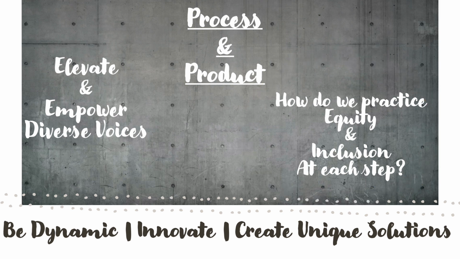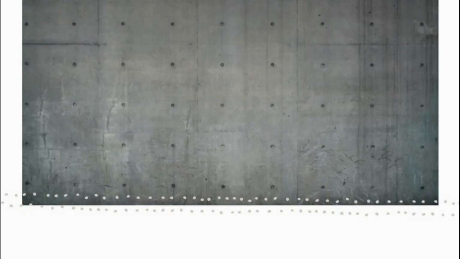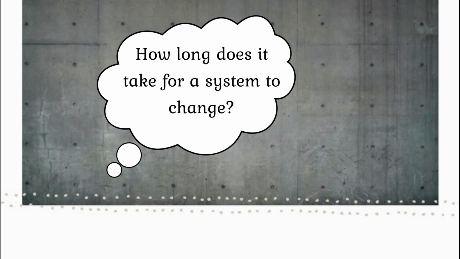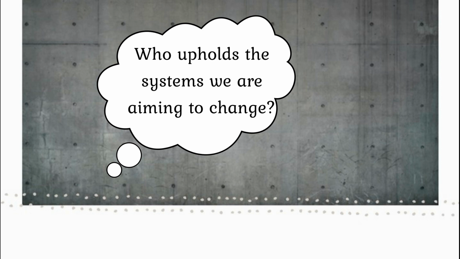One of the things that may come to mind along this process is, how long do you expect this to take? I love this question, but am also challenged by the question. Let's be clear. We are talking about the pace of change at an organizational level, a systems level. How long does it take for a system to change? Maybe a better question is, who upholds the systems that we are aiming to change? I think the answer is people. We do. It's all of us.